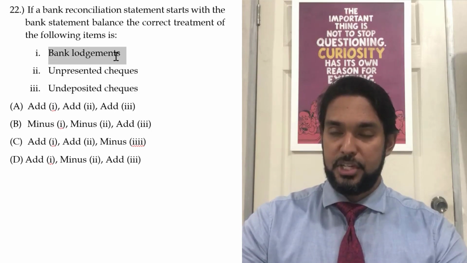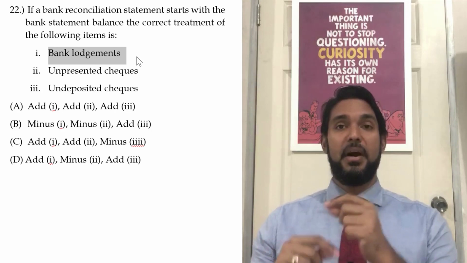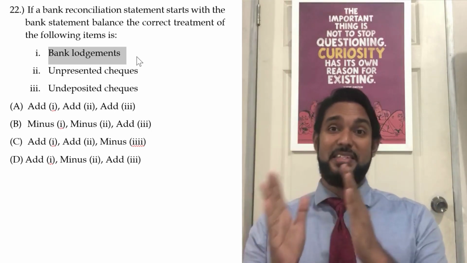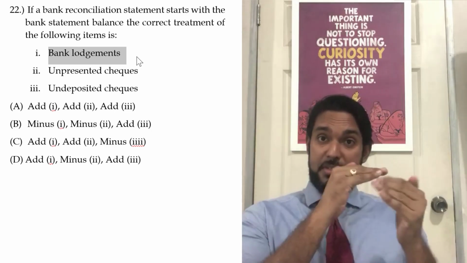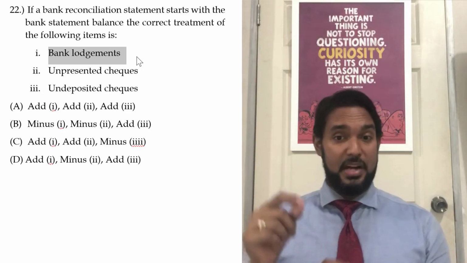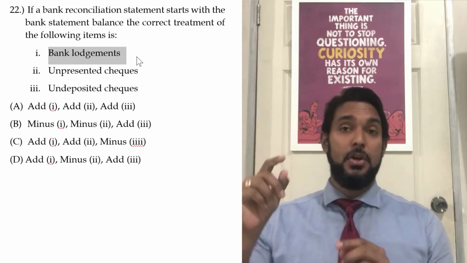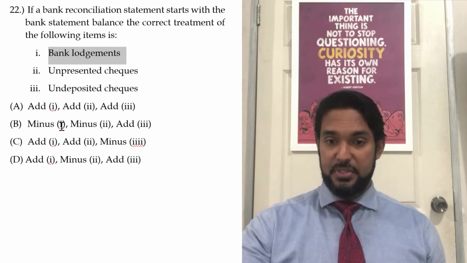With bank lodgements, that's money we deposit, but the bank has not yet processed it, so it hasn't yet hit our account. When we deposit money in the bank, our bank balance is supposed to go up. So when we adjust the Bankrec for this, if we start with the bank statement balance, we are going to add it. So option B is out because that says minus. So A, C, or D.